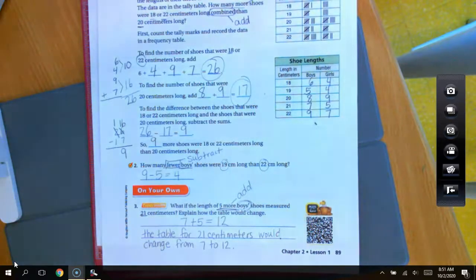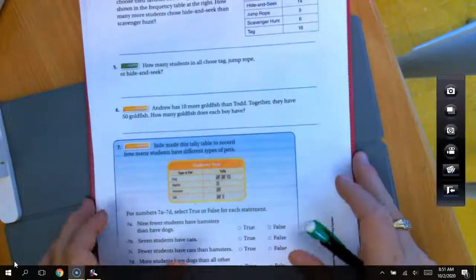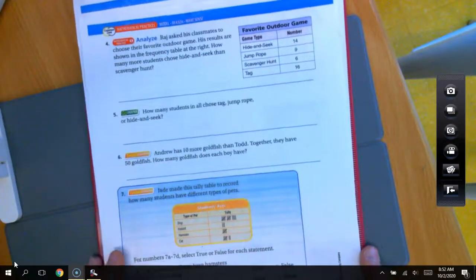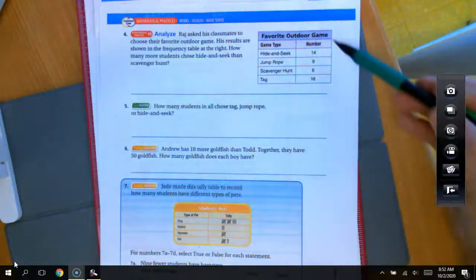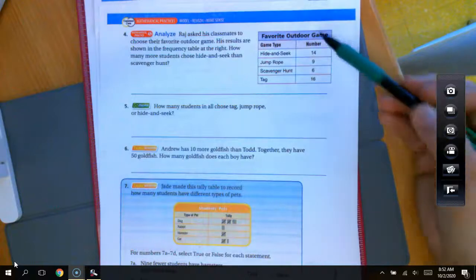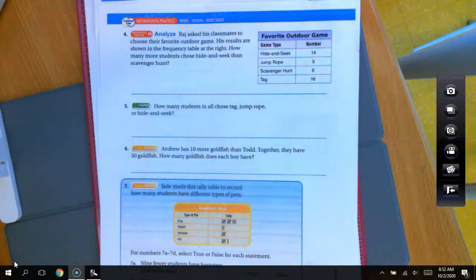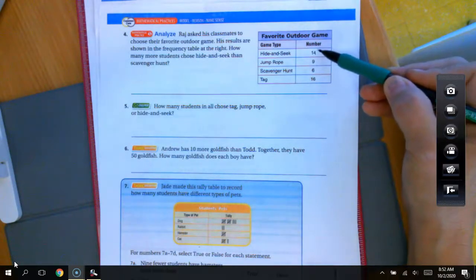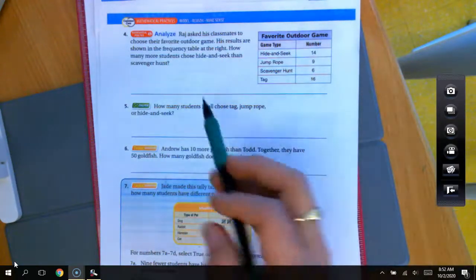All right, moving on. Let's look at page 90. All right, boys and girls, what do we have here? Do you remember what the name of this table is called? If you guessed frequency table, you are correct. Because we know that a frequency table has, you guessed it, numbers. Okay, let's look to see what they're asking us.